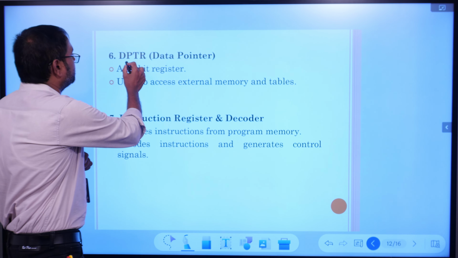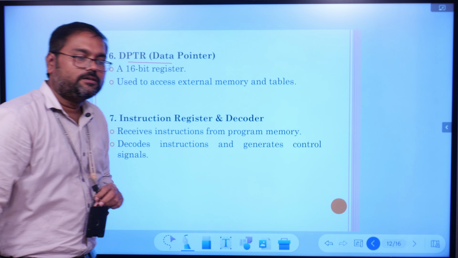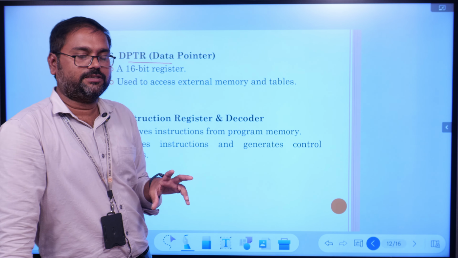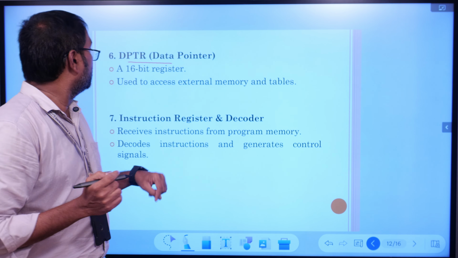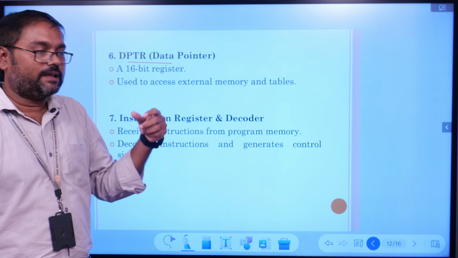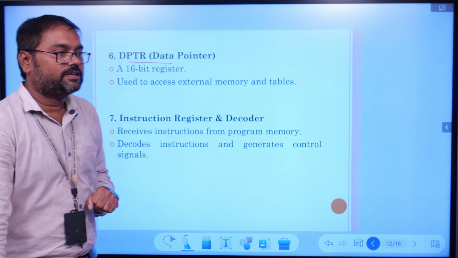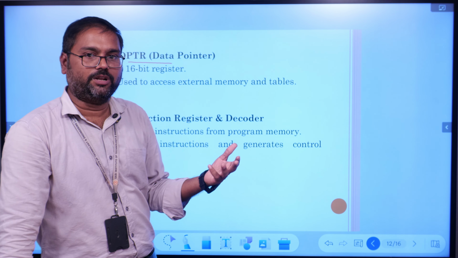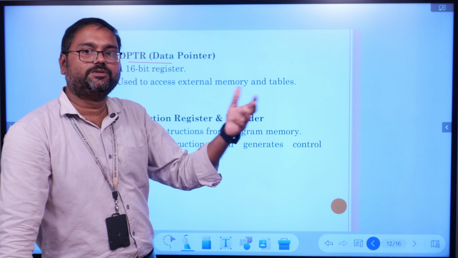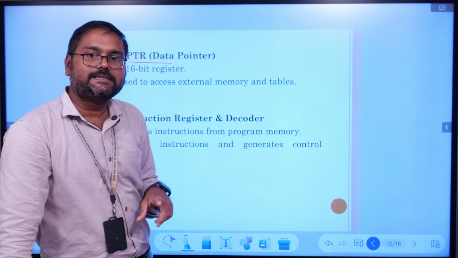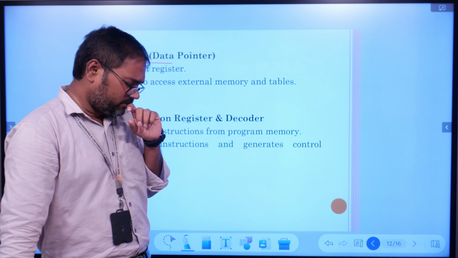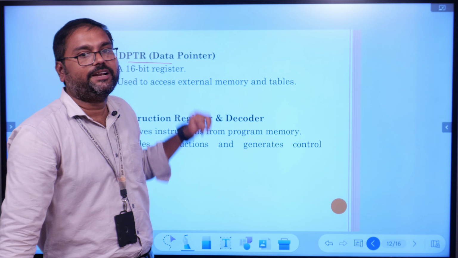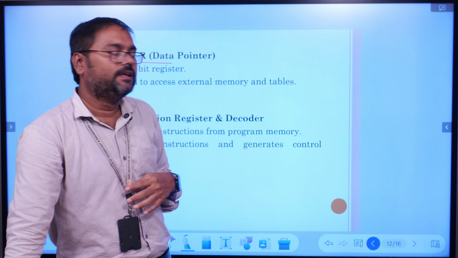And coming to the next register, this is the data pointer register. This data pointer register is a 16-bit register. Its size is completely 16 bits in length. This register is used to access the external memory. For example, the 8051 already has some internal memory, but that memory may not be sufficient for the program. So we need to connect external memory to the 8051. To access the external memory we need a register, that is DPTR, the data pointer. This data pointer will indicate the address of the external memory. With the help of this register, we can access the external memory.